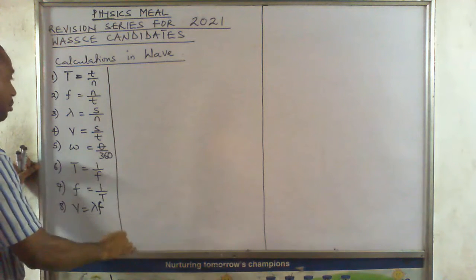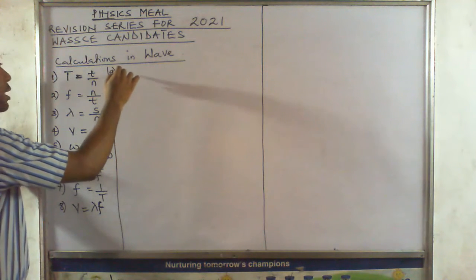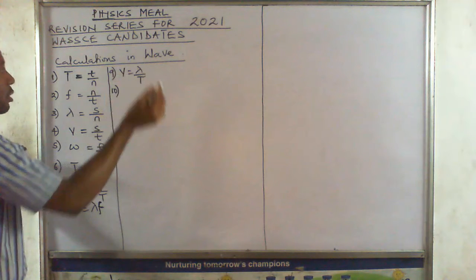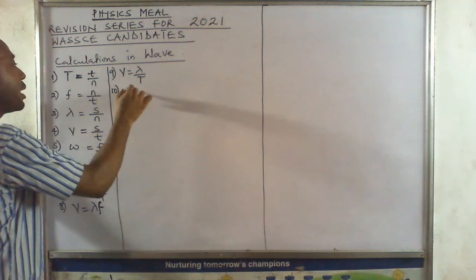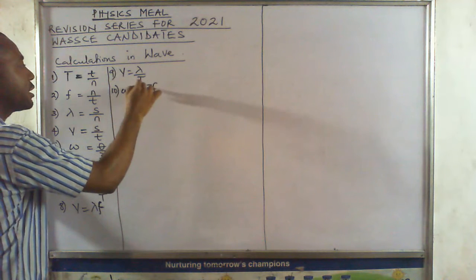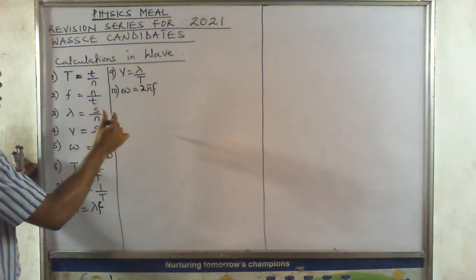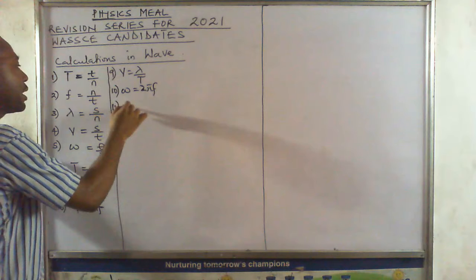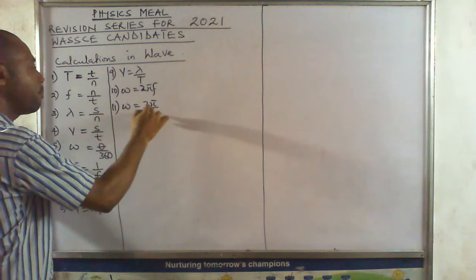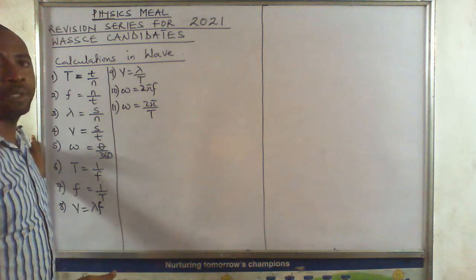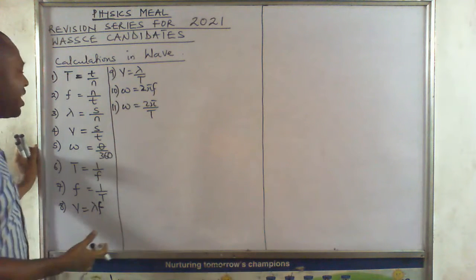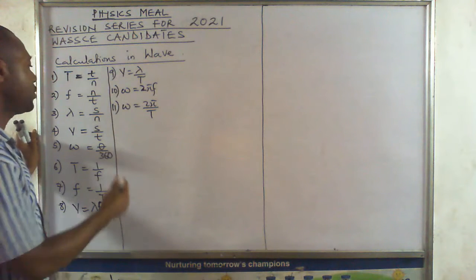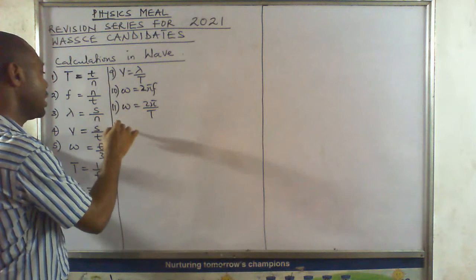There are so many expressions. We also have that v is equal to lambda over the period. We also had another one, that omega is 2 pi f, that's angular velocity is 2 pi f, and then we have that omega again is 2 pi all over the period. So we had all these expressions. There are some that you may not actually see, but let's put down this again.